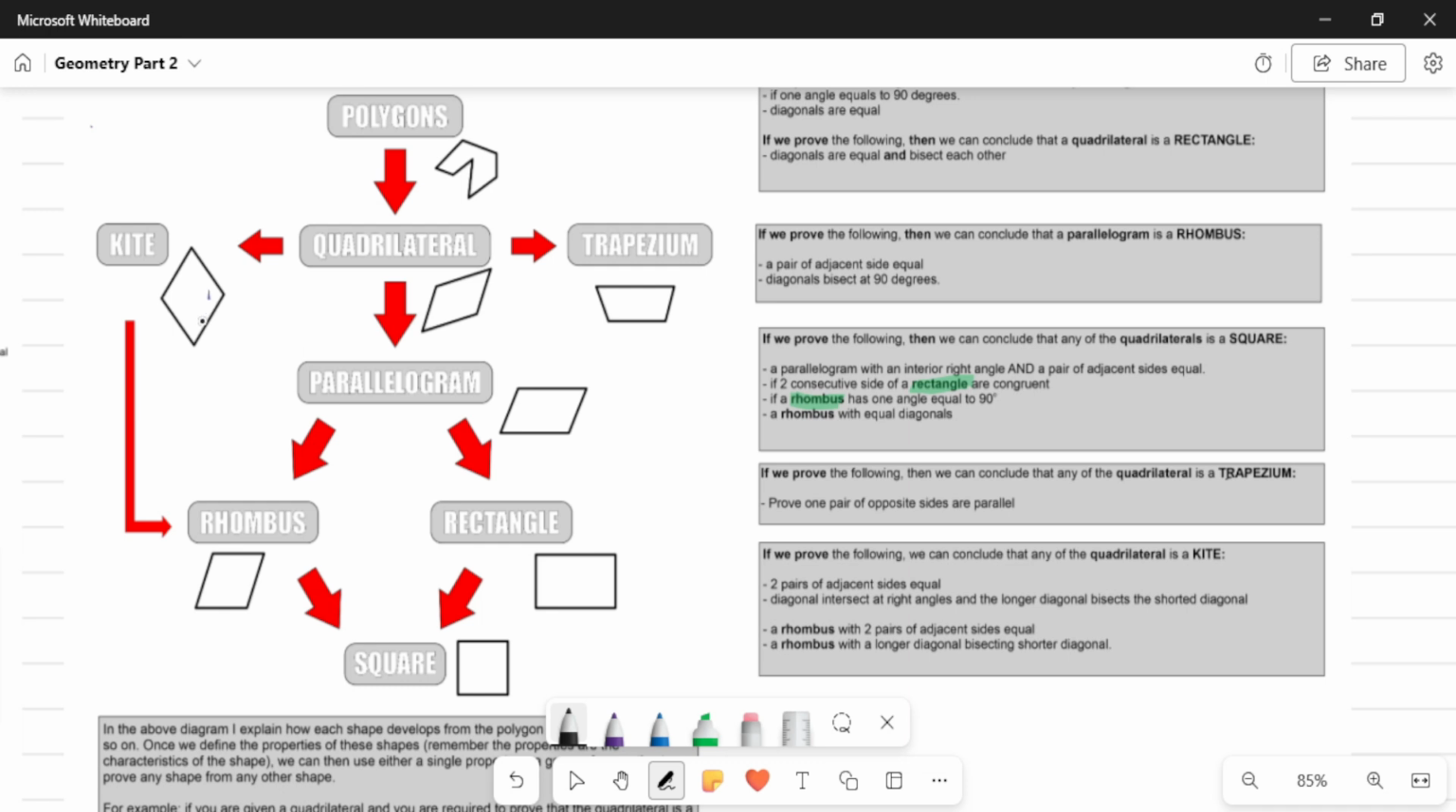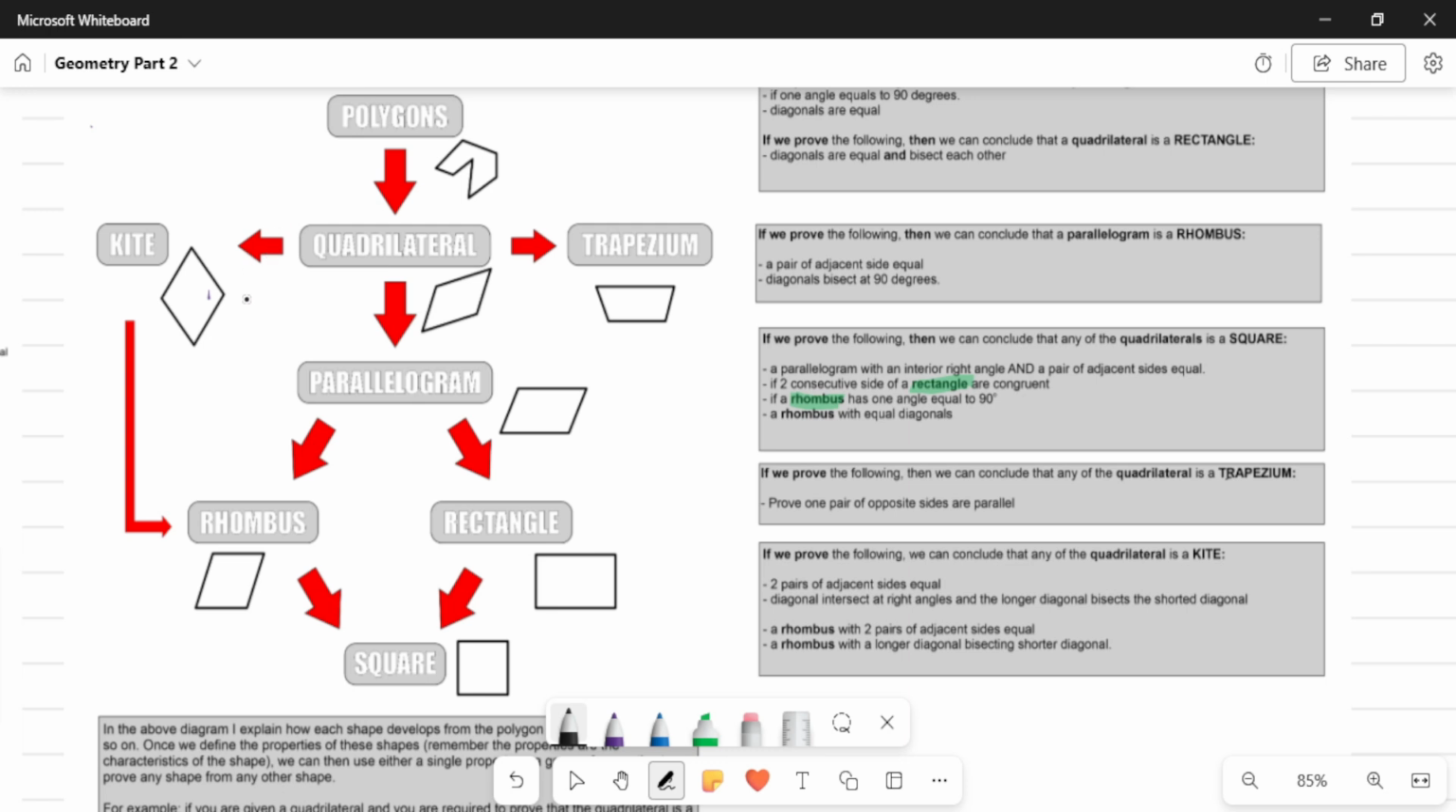Let me say that again. If you're given a rhombus, so they give you this diagram here in the paper, they call it a rhombus. If you can prove two pairs of adjacent sides to be equal, then you can say that that rhombus is in fact a kite. So two pairs of adjacent sides will be, this is one pair of adjacent sides, this will be another pair. So prove that two pairs to be equal. Then you can prove that the so-called rhombus is in fact a kite.